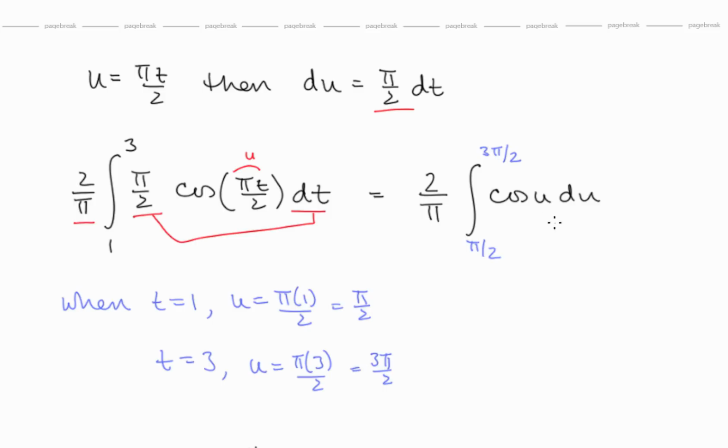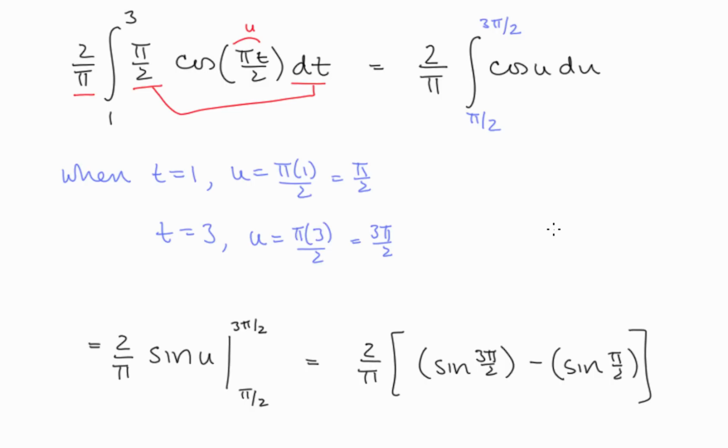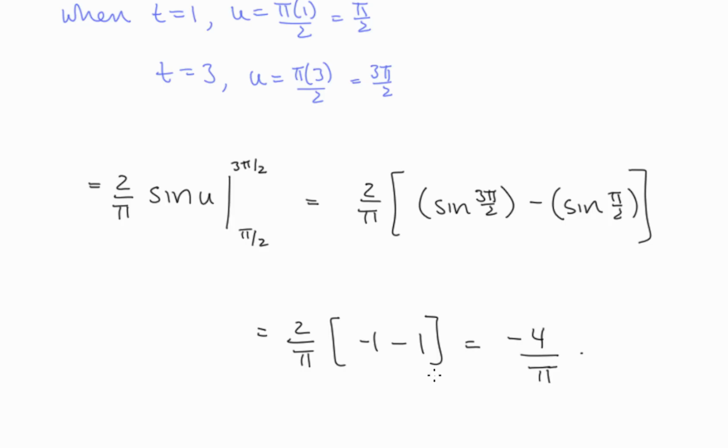And so now we can solve this definite integral. We take an antiderivative, we have sine of u. We still have a 2 over pi on the outside, and we're plugging in our bounds of 3 pi over 2 and pi over 2. Sine of 3 pi over 2 is -1. Sine of pi over 2 is +1. So we're here. And we get -4 over pi.